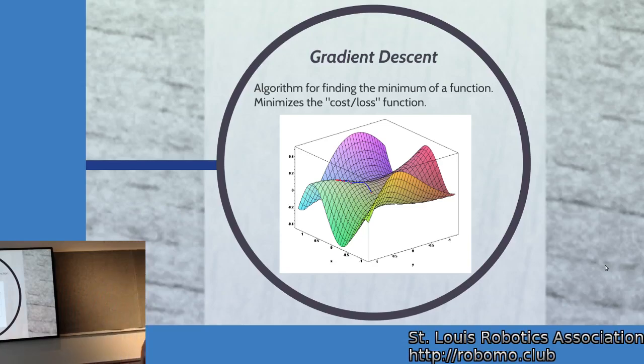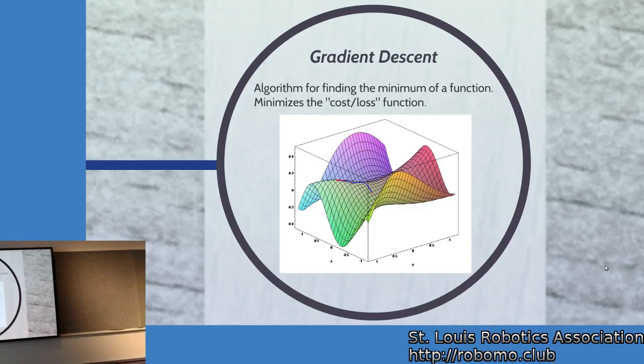Gradient descent uses some calculus, but you don't actually have to know how it works. You just have to apply a gradient descent optimizer to your model. I'll show that in the code. Yeah.